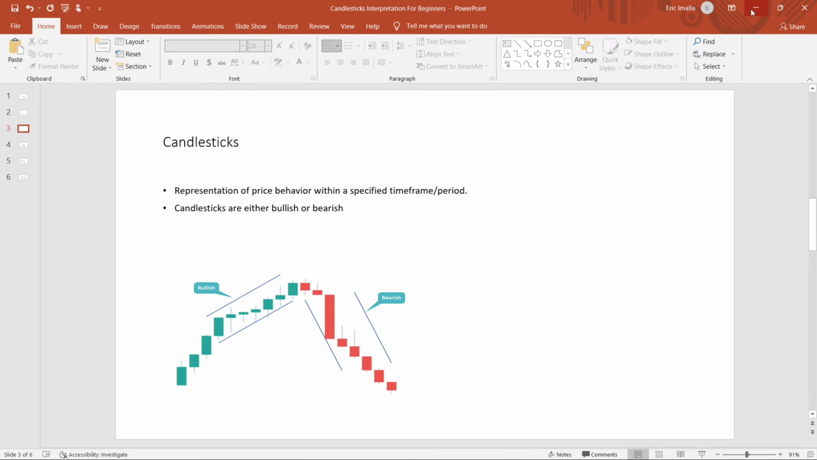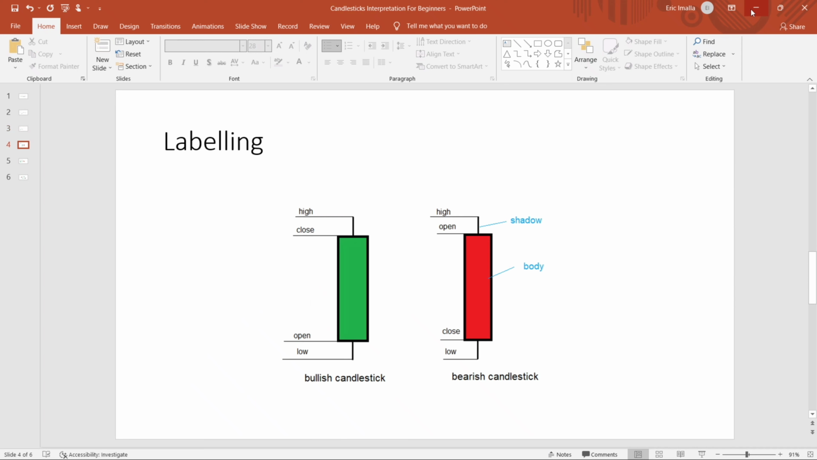And just to make it clear, the color of the candlesticks doesn't really matter. The color will simply depend on you as a trader. You will simply put the color that is most preferable to you. In this case, the green color represents that the candlesticks are buying or are bullish, and the red color represents that the candlesticks are selling. So let's move to labeling the candlesticks.